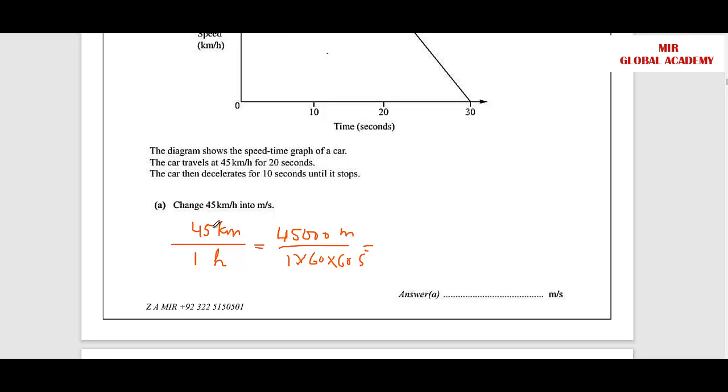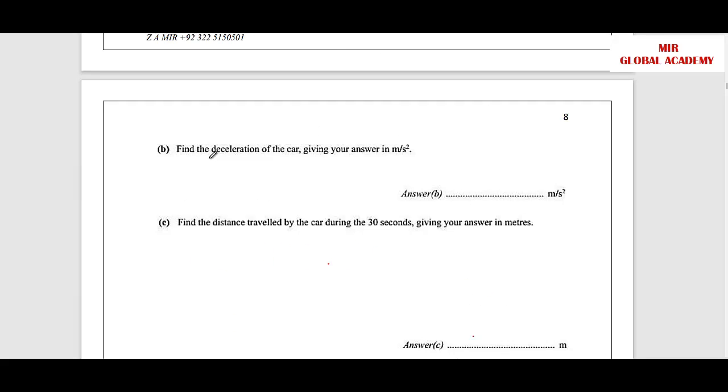To convert kilometer into meter, just multiply by 1000. And to convert hour into seconds, first multiply by 60 to convert into minutes, and then multiply again by 60 to convert that minute into seconds. It will be 12.5 meter per second.